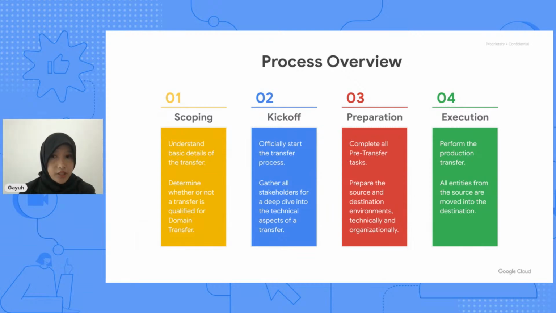In this stage, we officially start the transfer process and we gather all the stakeholders for a deep dive into the technical aspects of the transfer. Next, we'll move to the preparation stage where we'll share all the pre-transfer and post-transfer checklists, and we will ask you to complete them. In this stage, we also prepare the source and destination environments technically and organizationally for the execution of the production transfer itself. In the final stage, or the execution itself, we will actually conduct the production transfer, and all the entities from the source will be moved to the destination.